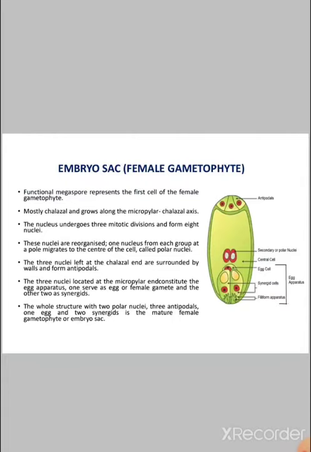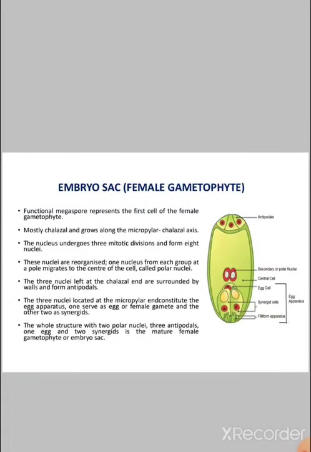The 3 nuclei located at the micropylar end constitute the egg apparatus. One serves as an egg or female gamete and the other 2 as synergids. The whole structure has 2 polar nuclei, 3 antipodals, 1 egg and 2 synergids. This is the mature female gametophyte, also known as the embryo sac.